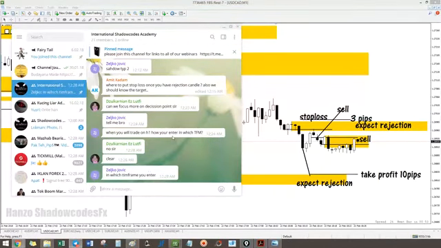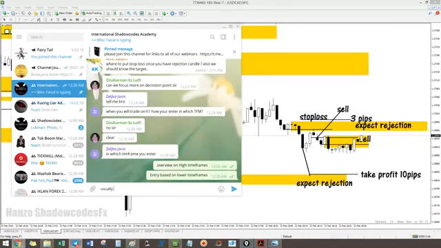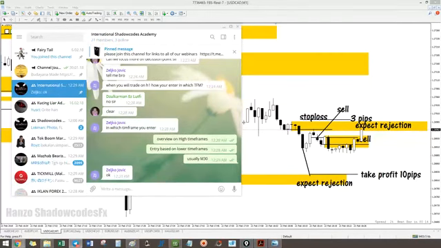Which time frame do you enter? Lower time frame. Overview on high time frame. Entry based on lower time frame. Usually M30. But if you are comfortable with M5, M15, just trade with the time frame that you are comfortable with.